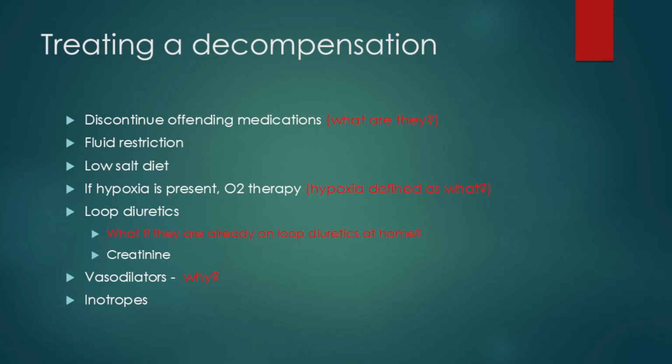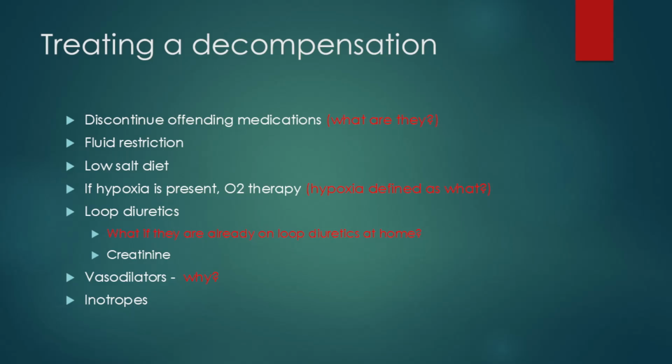Fluid restriction, typically about 1.5 liters, could differ based on the hospital. Low salt diet, about 2 grams, again, differs on the hospital. If hypoxia is present, you give them oxygen. And hypoxia is defined as what? It's usually 90%. If they are 90 or above, we typically don't give them oxygen.